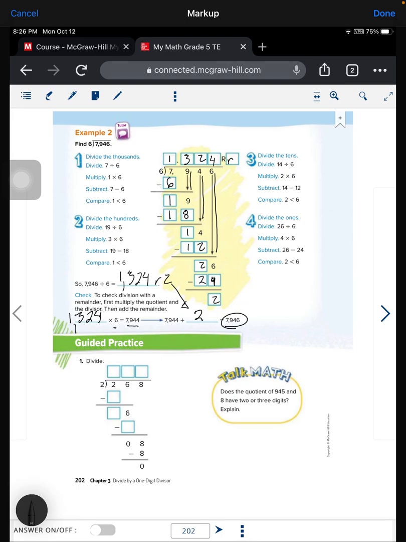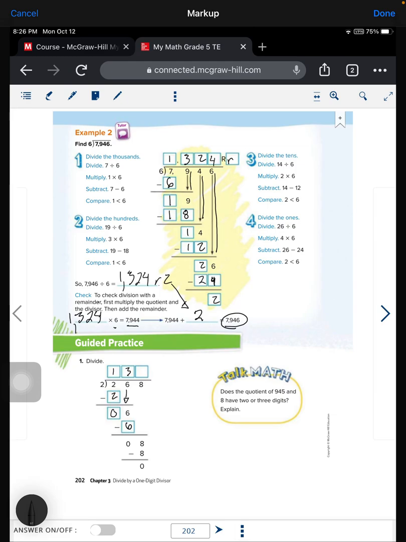All right, guided practice. Let's see if you can beat me through this. All right, ready, set, go. 2 will go into 2 once. 1 times 2 is 2. 2 subtract 2 is 0. Bring down the 6. Draw your arrows. 2 will go into 6 3 times.